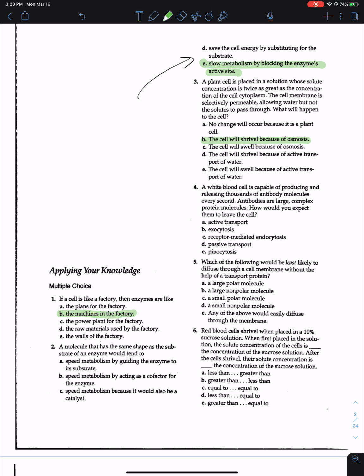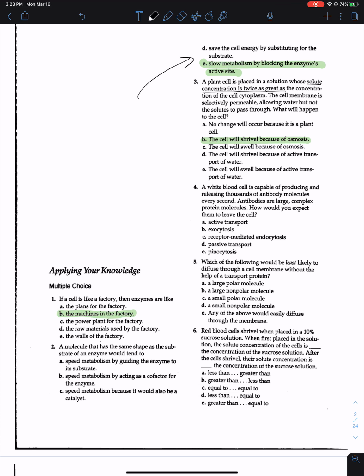So the way we get to that answer, if you look at the question, the cell is placed and the solute concentration is twice as great as the concentration in the cell, meaning there's more salt outside. Okay. Hang on, is this correct? Plant cell is placed in a solution whose solute concentration is twice as great as concentration of the cell's cytoplasm.